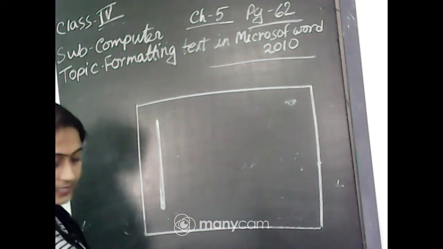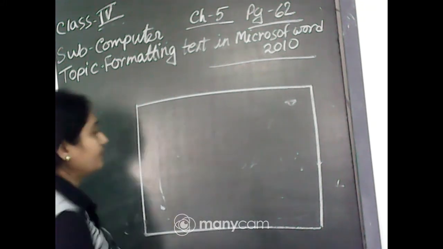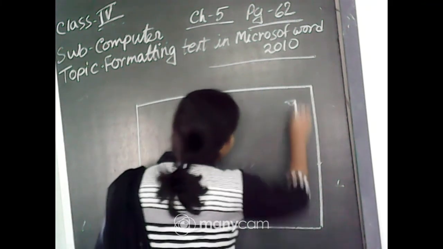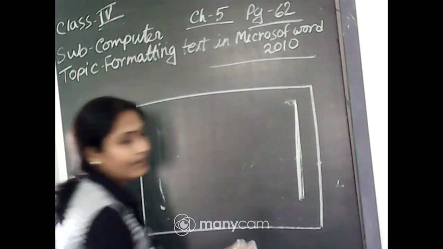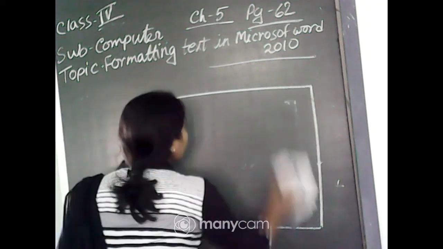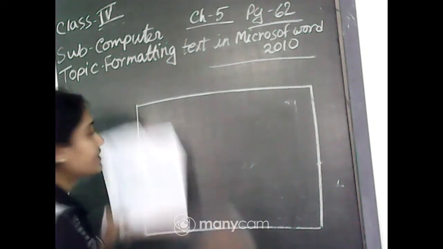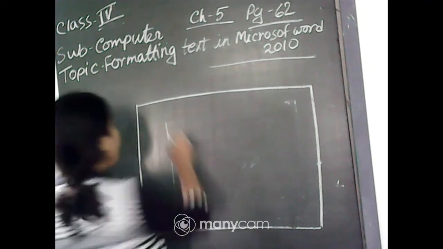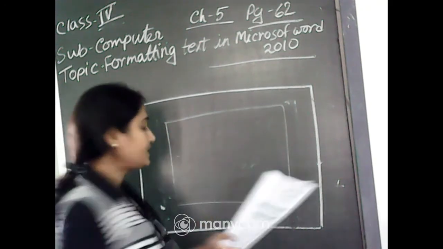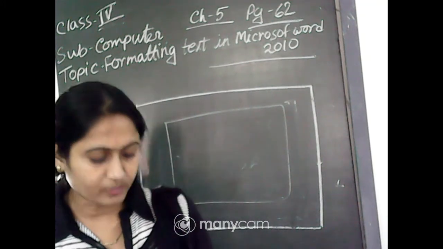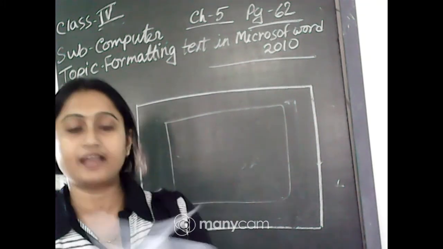And if you feel that when you write the text, all the sentences should start from the right side, this is called right alignment. And center alignment means your text will be in the center of the page. This is called center alignment. And there is justify. Microsoft Word provides four types of alignment.